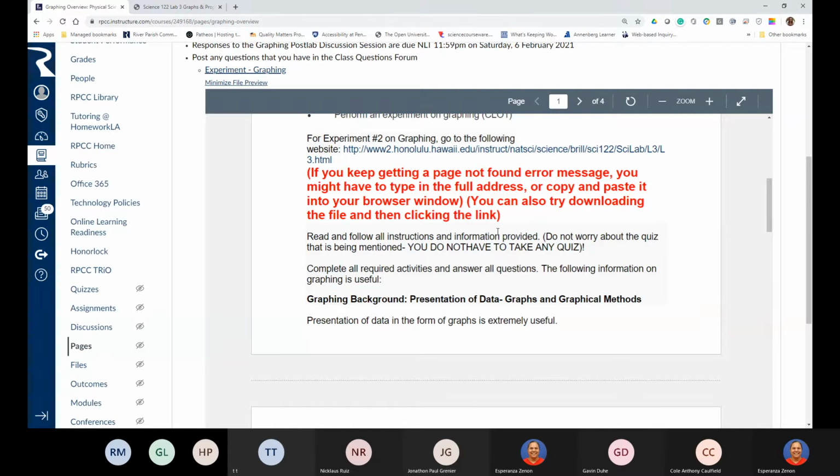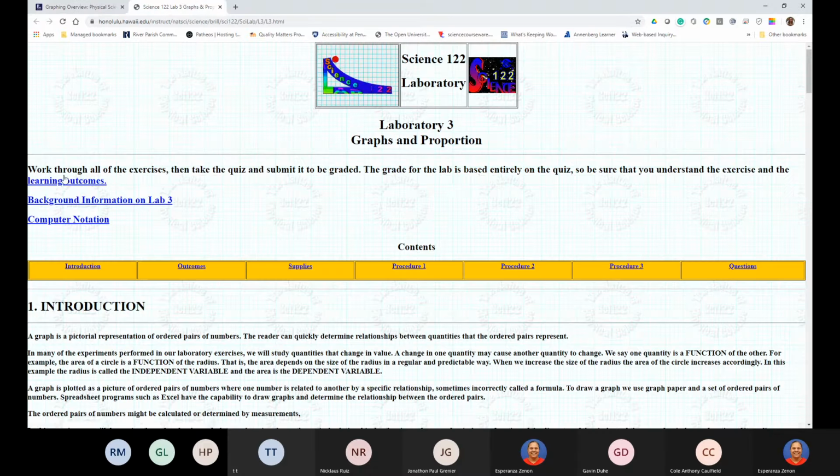So it says, read and follow all instructions and information provided. Do not worry about the quiz that is being mentioned. You do not have to take any quiz. What am I talking about? You see, the very first thing it tells you is to work through all of the exercise and take the quiz. And I just told you, you don't have to worry about taking a quiz. That's not relevant for what you're doing here, okay?